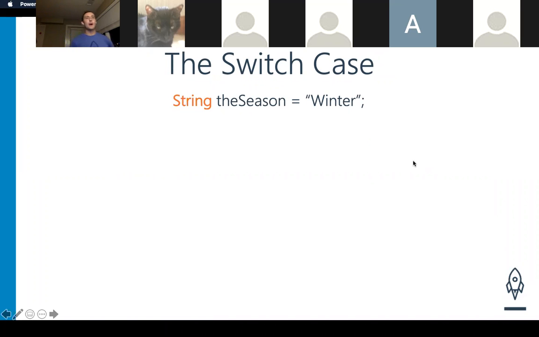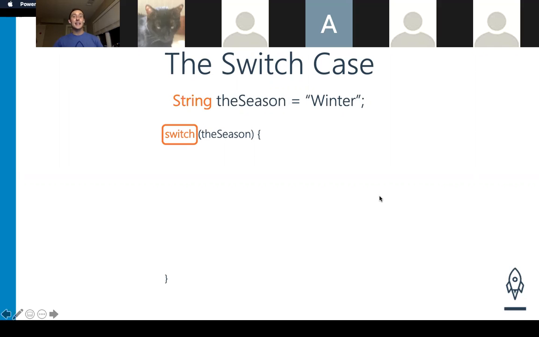Can anyone tell me how we begin creating a switch case? Switch condition. Very good. We need to use the switch keyword, and then we put in the conditional, whatever we want to check against different cases. In this case, I'm going to be checking the season. So this is how we begin it.